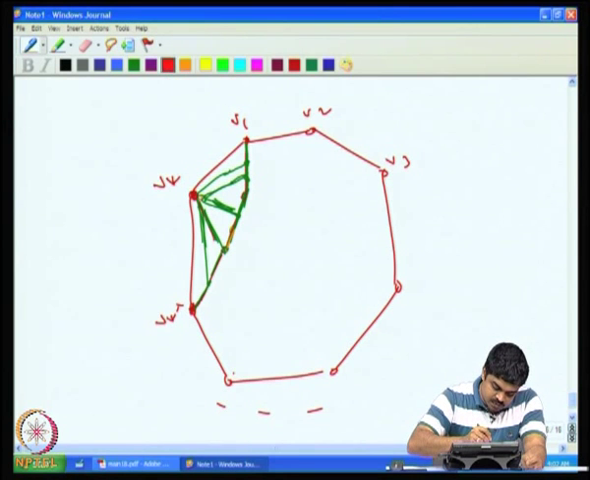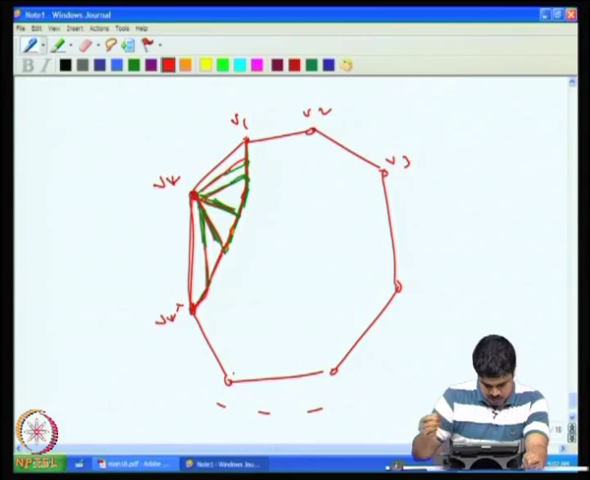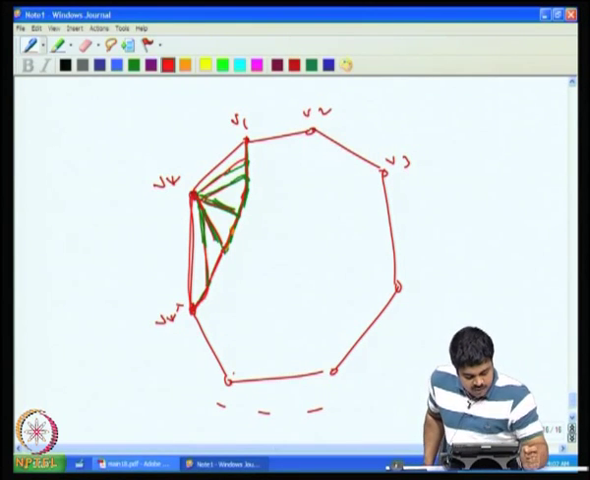This face has to be a triangle, and this face has to be a triangle, then the next has to be a triangle, and the next has to be a triangle, and then finally it has to reach here. So this is the picture we get.